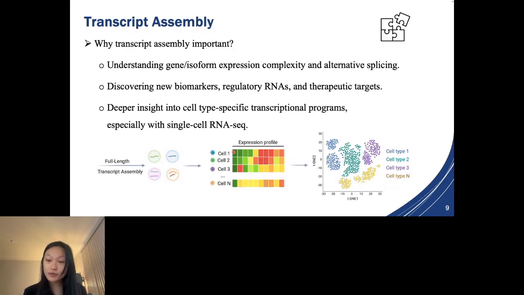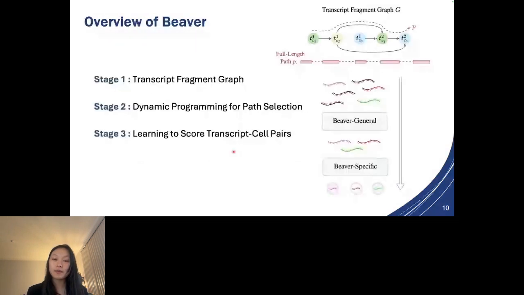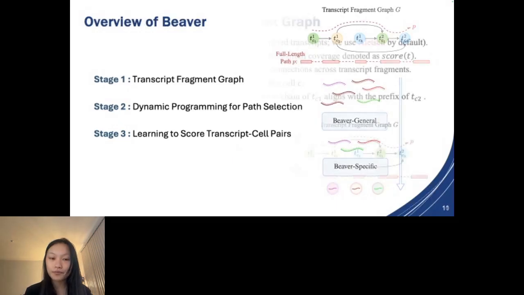So how do we computationally approach this puzzle? This brings us to the core of our method, Beaver. How does Beaver implement the idea of borrowing information across cells? There are three stages of the Beaver pipeline. The process begins with stage 1, building a transcript fragment graph. This is the way we formulate this biological problem as a computational graph problem.